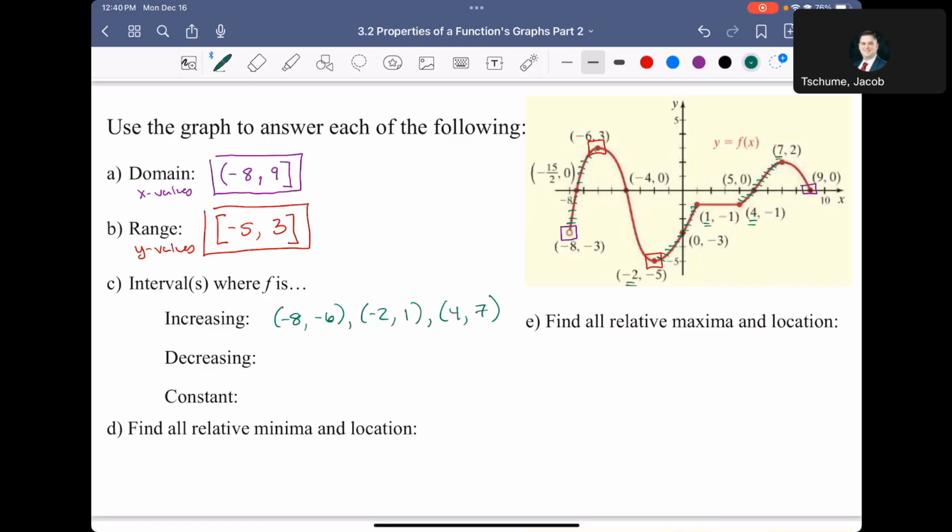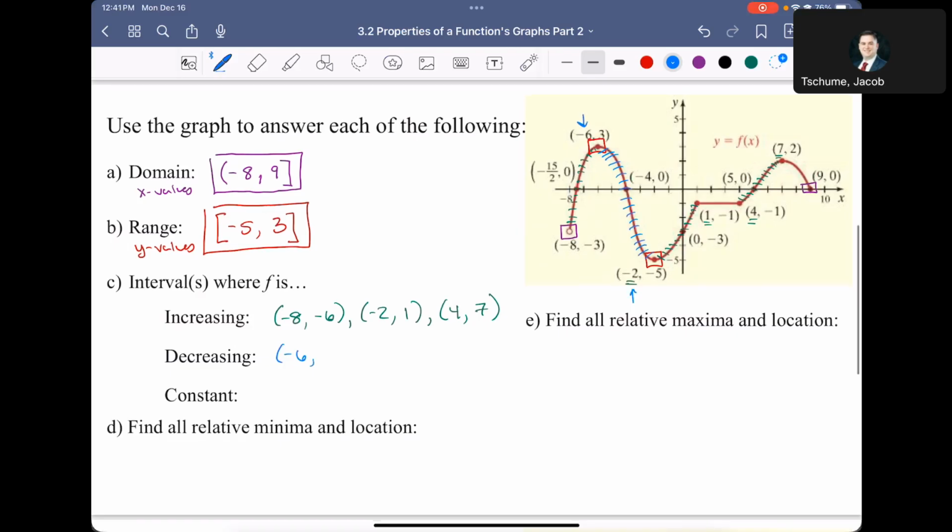Now, as far as decreasing, I'll do this one in blue. You're looking for where is the graph going down. And so in this case, I only see one big section where it's decreasing, and that is this part on the left-hand side. So since that's the only piece where it's first going down, I'm going to write that one first. That would start at x equals -6, which is right there, and it ends here at x equals -2.